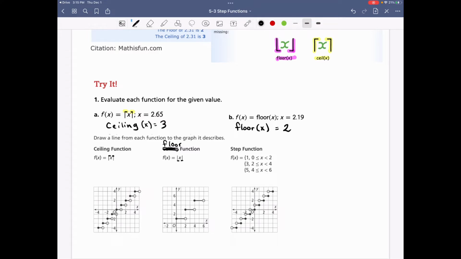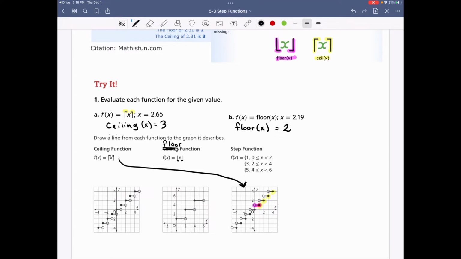All right. We want to draw a line from each function to the graph it describes. So the ceiling function for x means that we're going to include the top value. So this here would be the top value because the filled in circle is right here. And for example, let's pick this very first one that's at 1. It goes from 0 to 1, so 1 is going to be the ceiling.